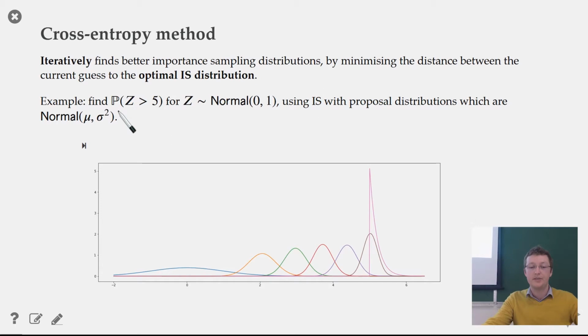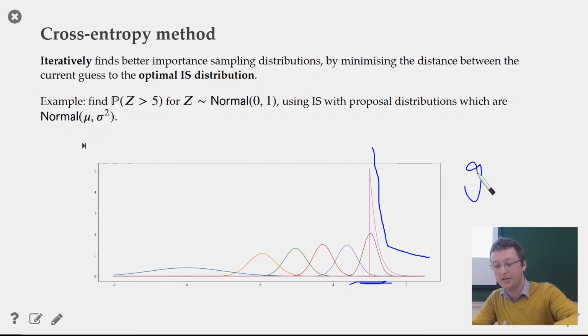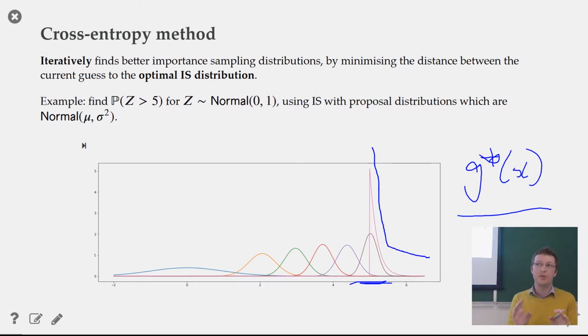This is an example where we're just trying to calculate the probability that some standard normal is above the threshold 5, and cross-entropy looks within a family of distributions to find the best in that family. So this family was just normal distributions, and it moves across iteration 1, 2, 3, 4, 5 over to here, and this tries to get very close to this pink line, which is what I wrote as G star of X last time, which was the absolute optimal proposal distribution out of all distributions.